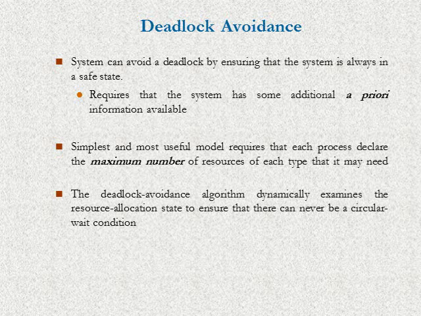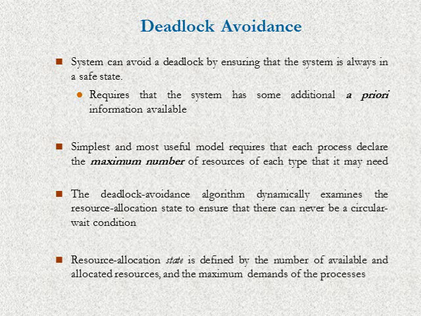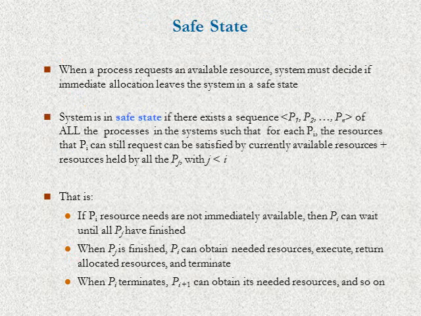So the system dynamically examines all the resources in the system and the allocation state of each process to ensure that there is no circular wait in the system at any point in time. The state of resource allocation is computed from the number of available resources as well as the allocated resources and the maximum request possible by each of the processes.